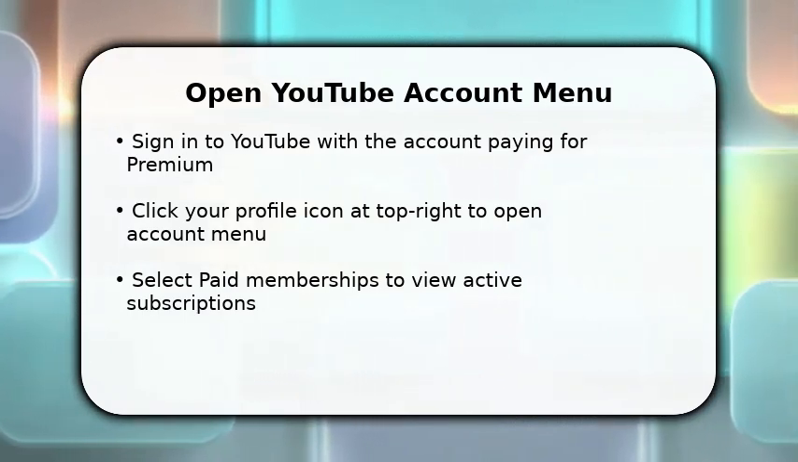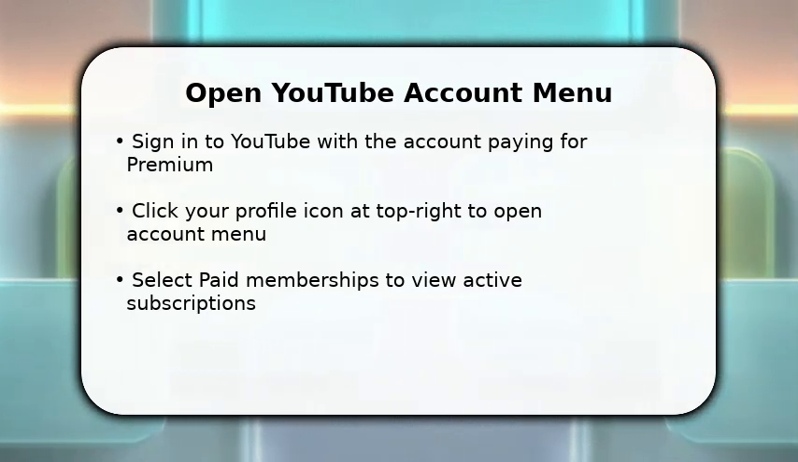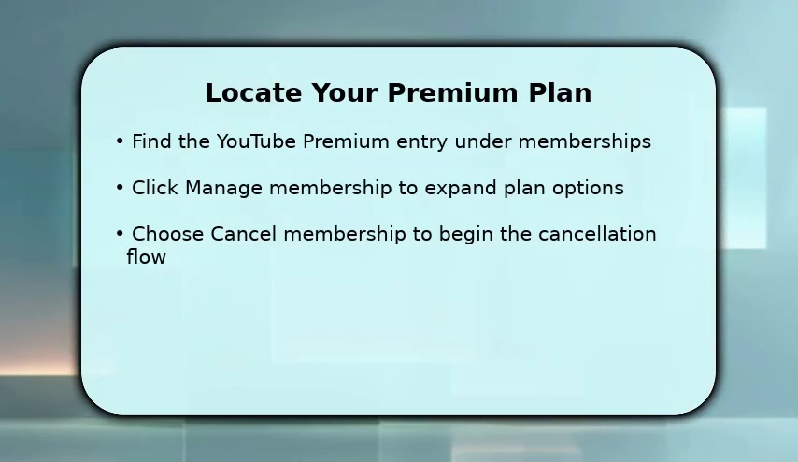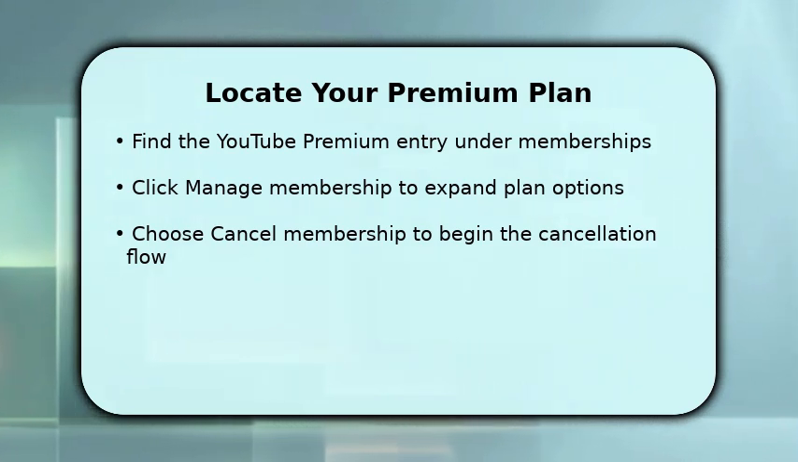Now that the membership page is open, move to the membership details to prepare for cancellation. Once on the paid memberships page, find the YouTube Premium entry. This is the subscription you'll cancel. Click Manage Membership to reveal options and billing details. This step explains when your access ends and whether you'll lose family benefits.